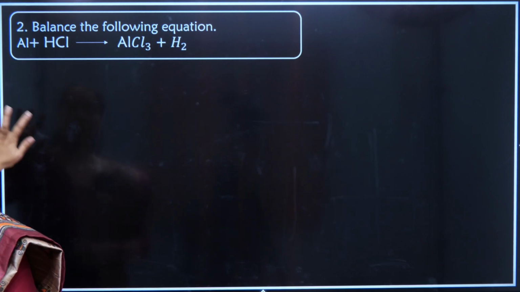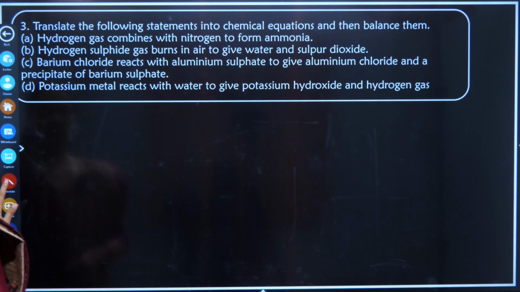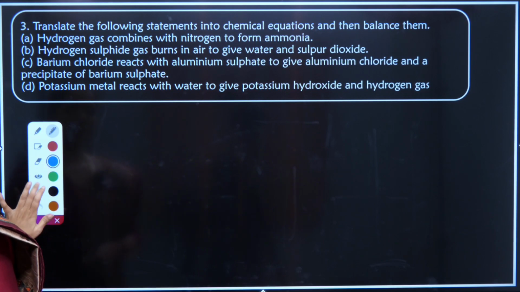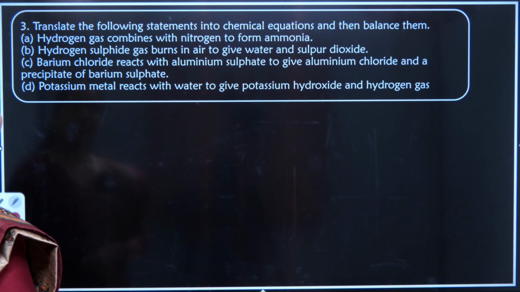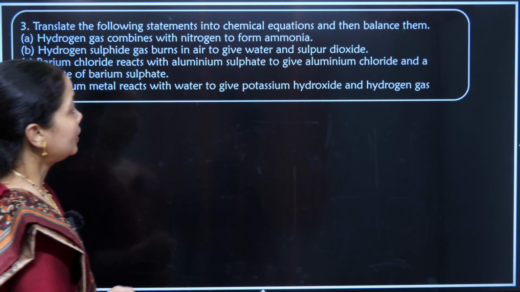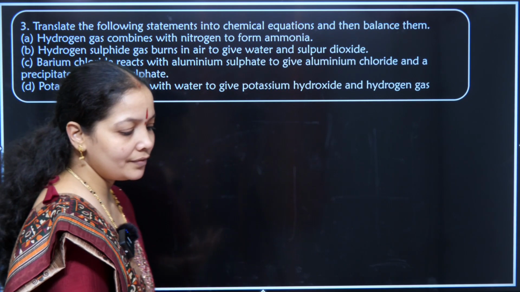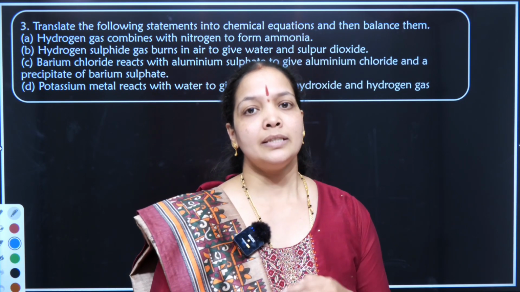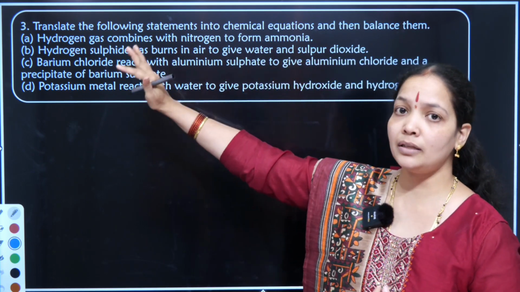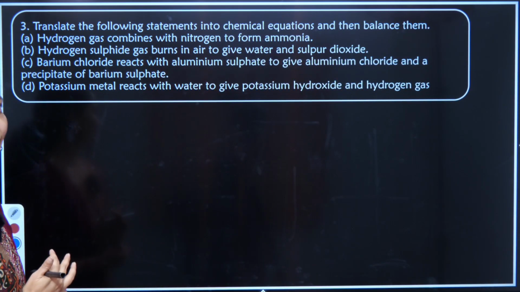Moving to the next question. My next question is given in the form of a textbook question, an NCERT textbook question of class 10th science. In this question, first they are telling us to translate the following statements into chemical equations and then balance them. In the previous questions, we were given symbolic equations, but here verbal statements are given. I have to convert them into symbols and then balance them.